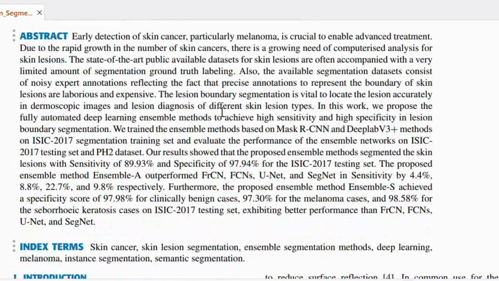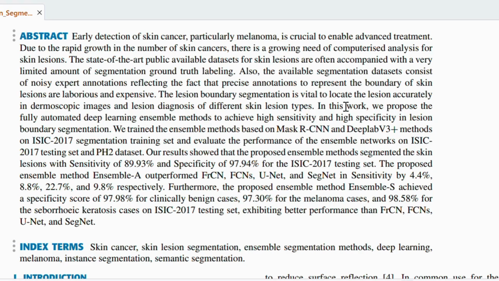Early detection of skin cancer, particularly melanoma, is crucial to enable advanced treatment. Due to the rapid growth in the number of skin cancers, there is a growing need to computerize analysis for skin lesion. The state-of-the-art publicly available datasets for skin lesion are often accompanied with a very limited amount of segmentation ground truth labeling. Also, the available segmentation dataset consists of noisy expert annotation reflecting the fact that precise annotation to represent the boundary of a skin lesion are laborious and expensive.